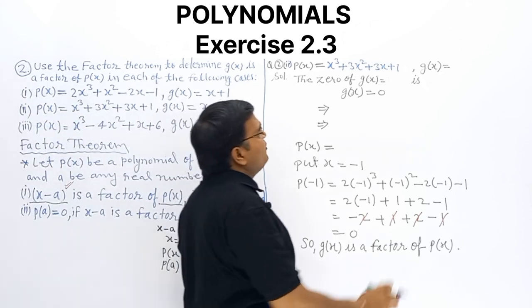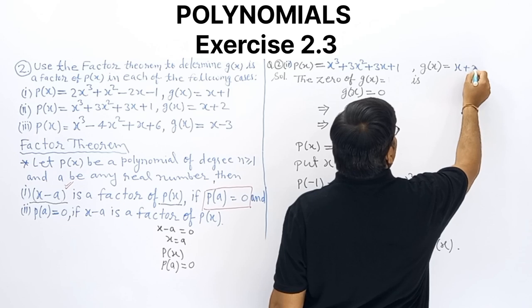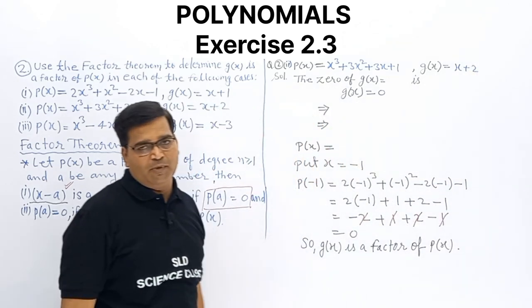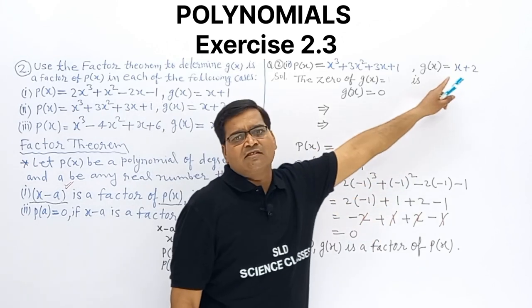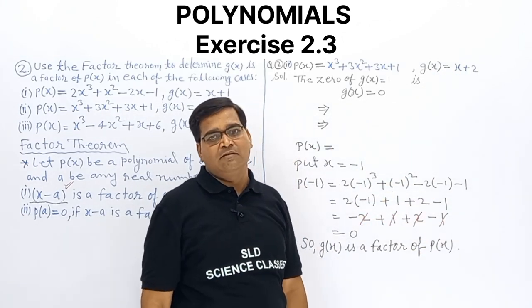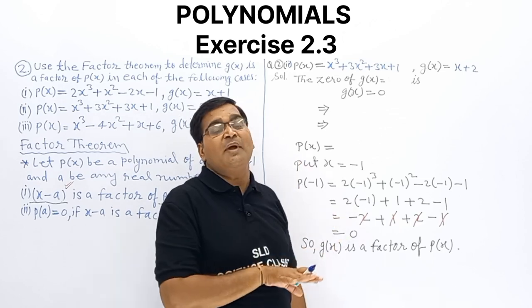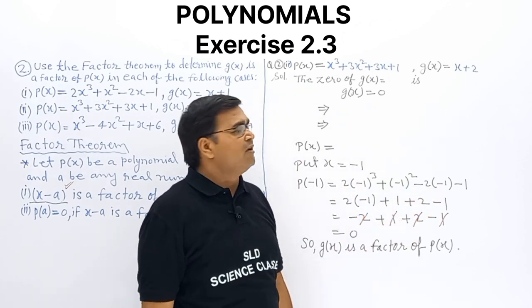What is the value of g of x? G of x is x plus 2. And this is claimed to be one factor of this polynomial. We want to check whether this is a factor or not. This is what is given to us, but whether it is correct or wrong, we will check. If it is not a factor, we will say so; otherwise we will say it is a factor of this polynomial.